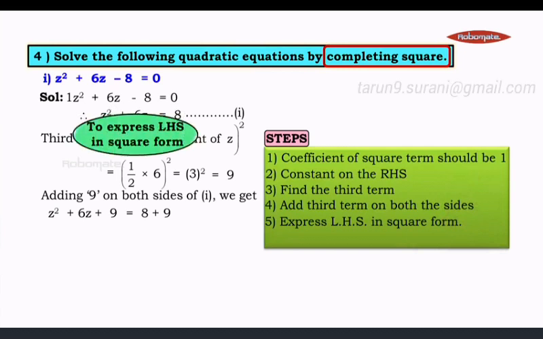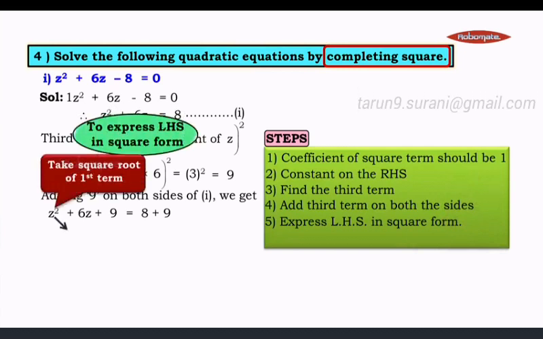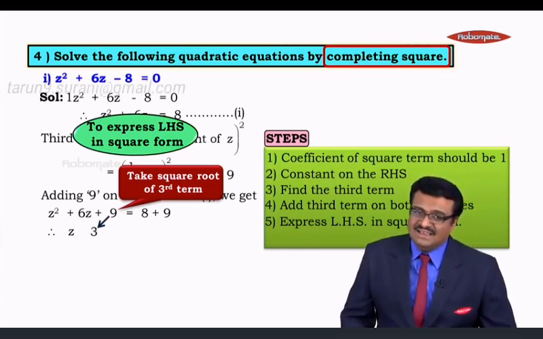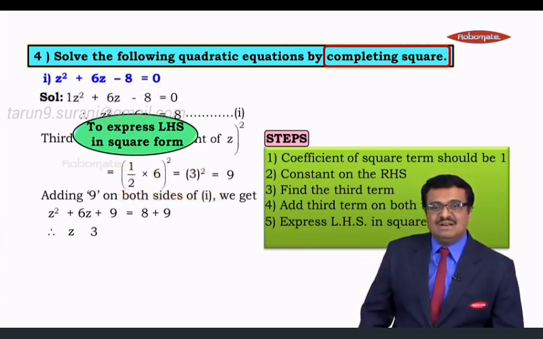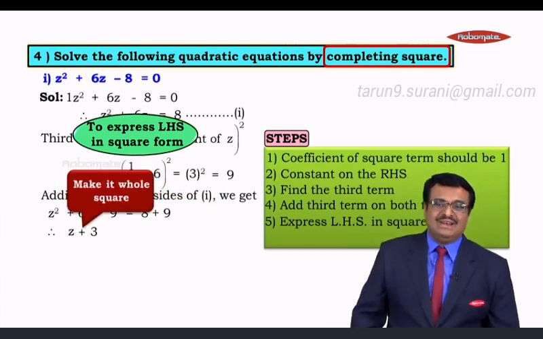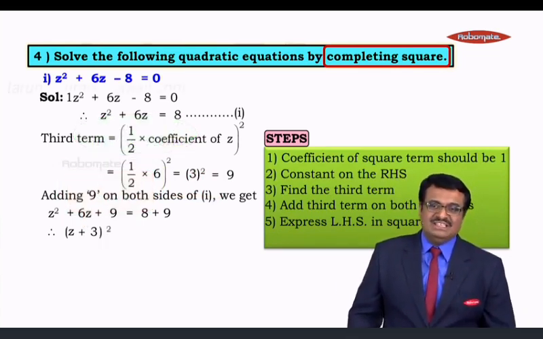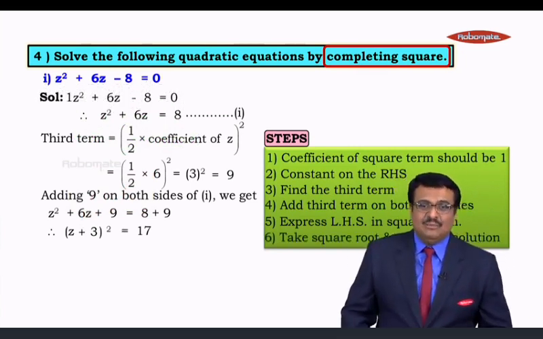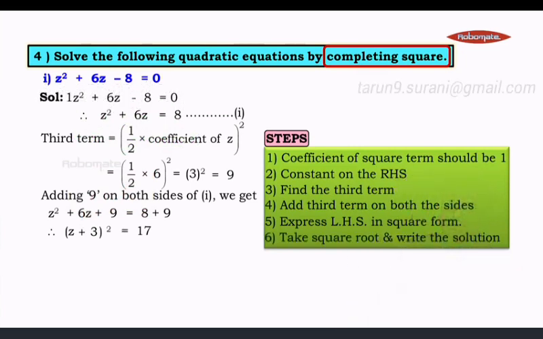To express the LHS in the square form, take the square root of the first term. What is the square root of z square? z. Take the square root of the last term, or third term. What is the square root of the third term? 9, so 3. And the sign of the middle term. What is the sign of the middle term? Plus. Put the sign of the middle term, the whole square. Make it the whole square is equal to 8 plus 9, which gives you 17.